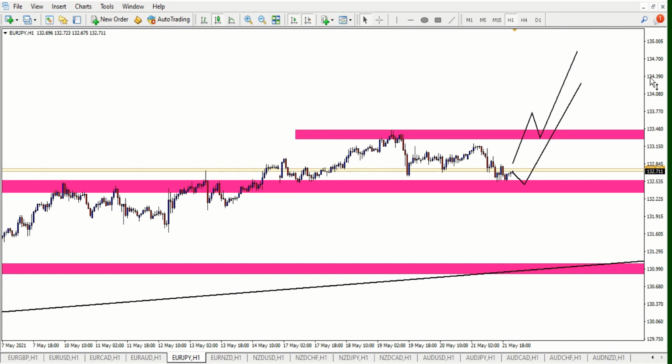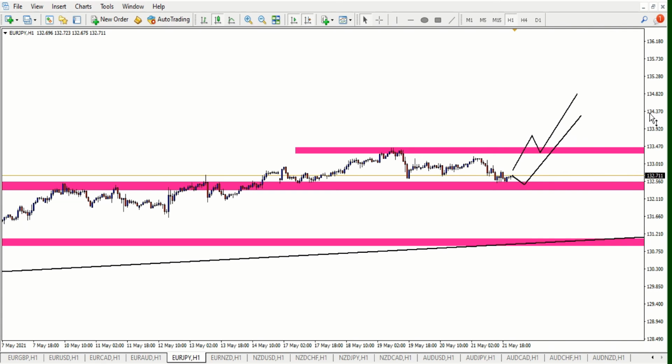And remember to be patient, wait for the setups. If the setup doesn't play out, don't force a trade. Look for another pair.